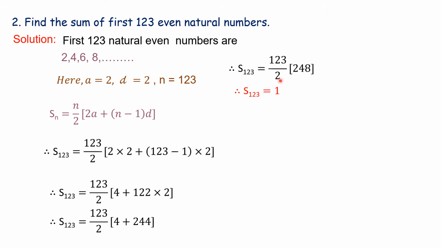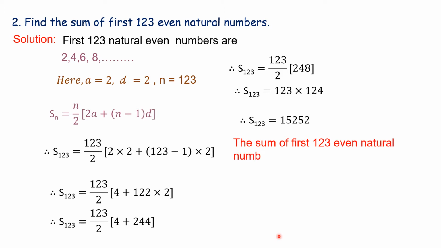Here we divide 248 by 2: 2 1s are 2, 2 2s are 4, 2 4s are 8. Therefore, here 123 into 124. The multiplication is 15,252. Write down the answer: the sum of first 123 even natural numbers is 15,252.